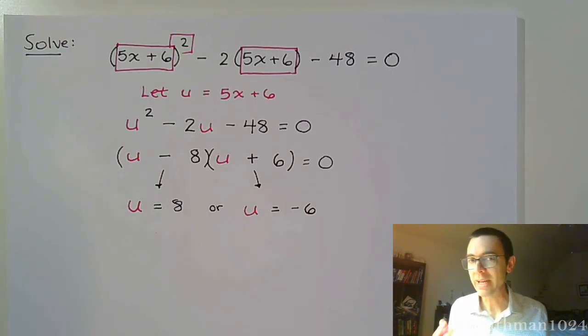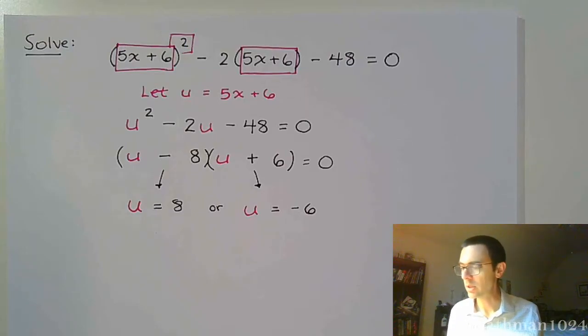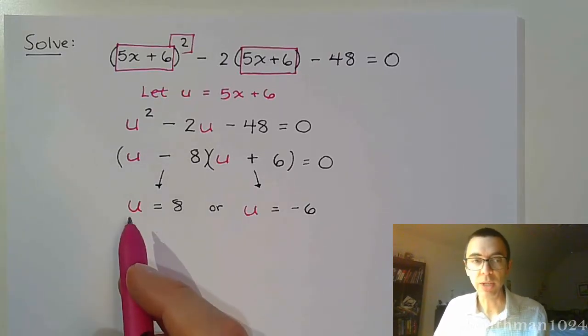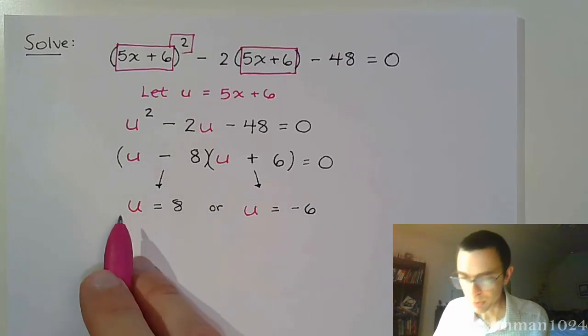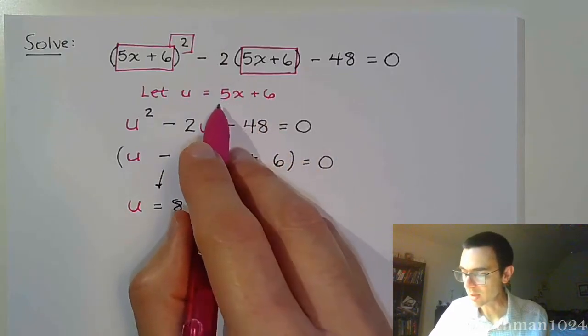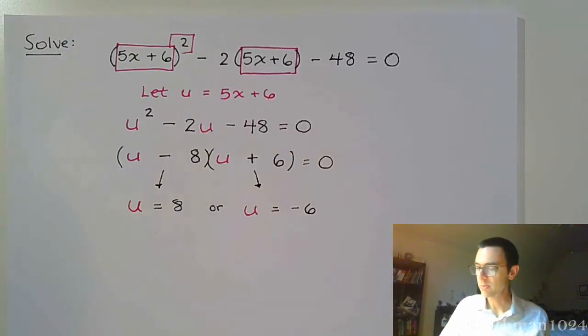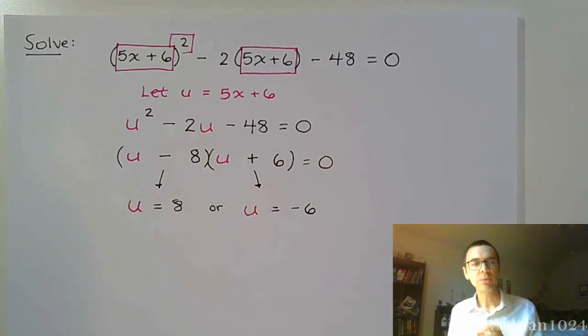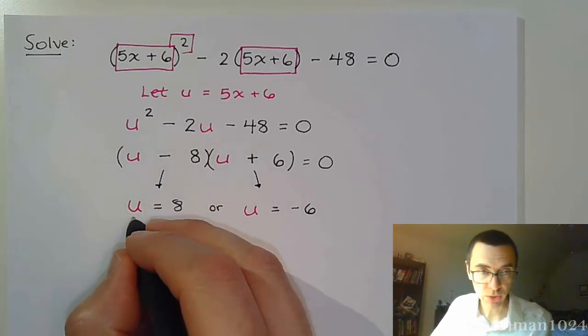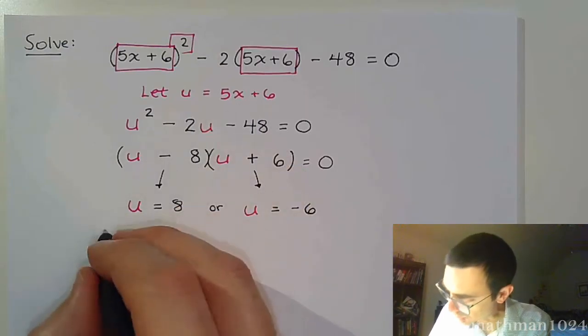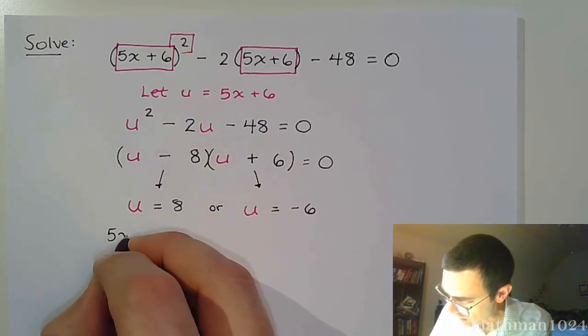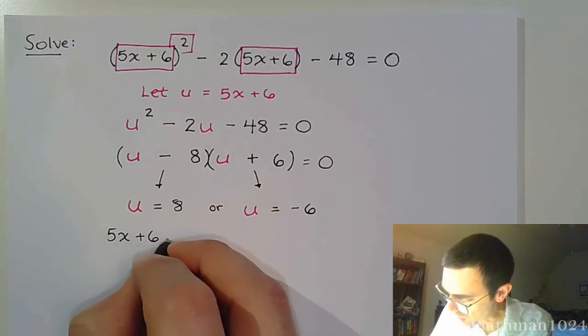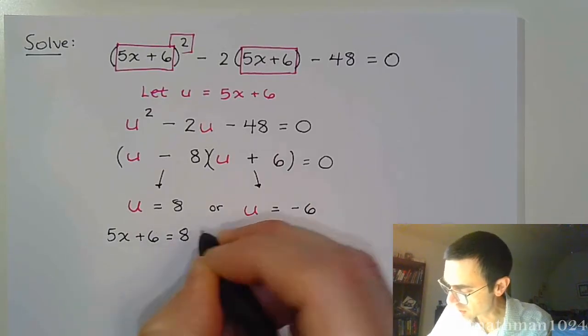In the original problem we had x, not u. So we have to go back and remember what our substitution was. U was just a placeholder. We now want to go back from the u into what it was representing, the 5x plus 6. So I'm not plugging in 8 or negative 6 anywhere, I'm just rewriting the u as 5x plus 6. So 5x plus 6 is equal to 8 over here.